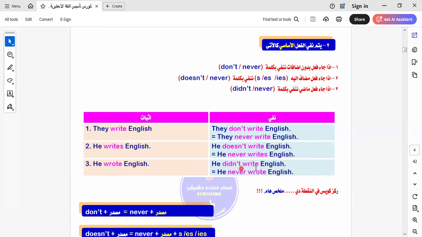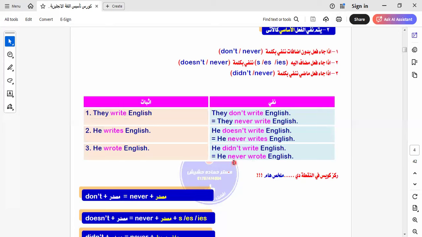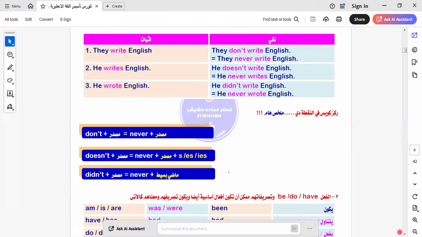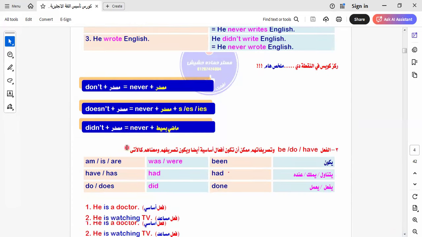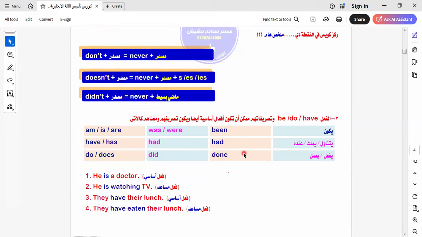When we say he didn't write, don't say didn't wrote. Say didn't write, because when we use did, the verb must be returned to its stem or infinitive form. We say he never wrote. Let's go to another one here. Here we have don't plus the infinitive form, doesn't plus the infinitive form, and didn't plus the infinitive form.